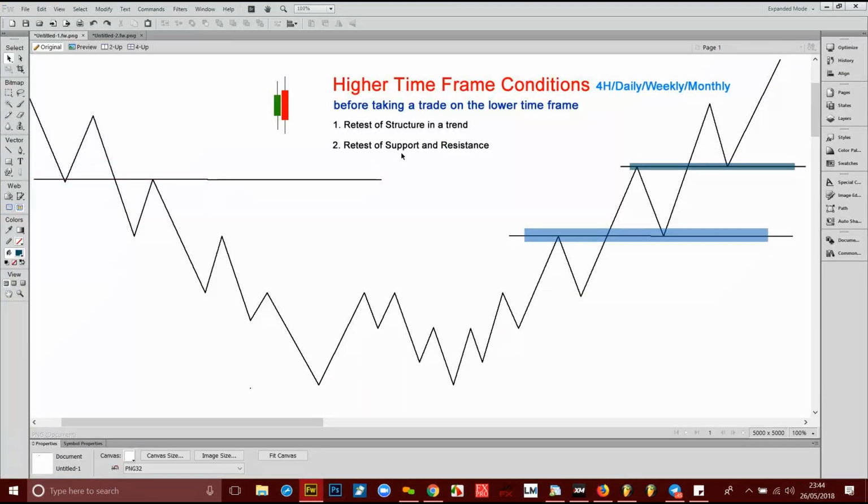So this rule condition needs to be met. You need to see this on the higher time frame before you consider taking a trade, meaning before you go down to your lower time frame. If you were trading the 4-hour time frame, make sure you see this on the 4-hour time frame before going down to your 1-hour time frame to look for a trade. You need to see this happen.